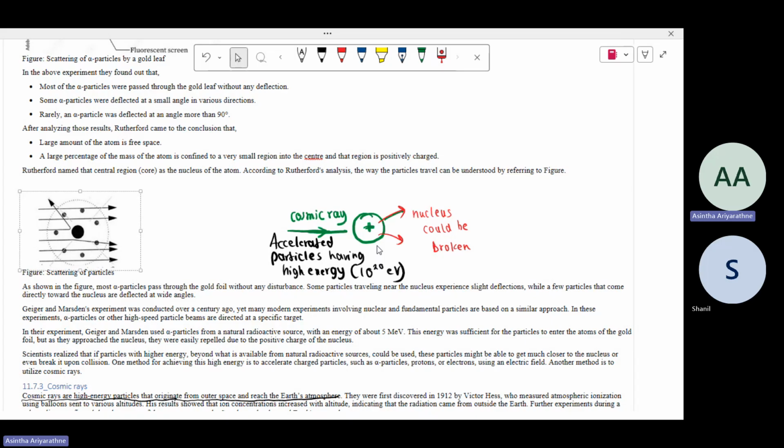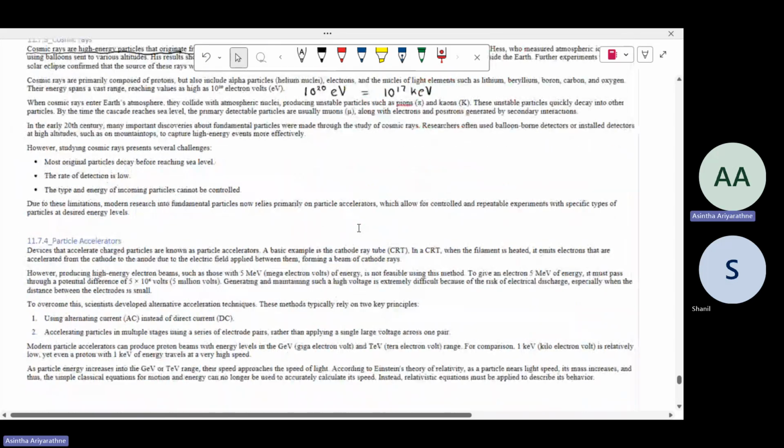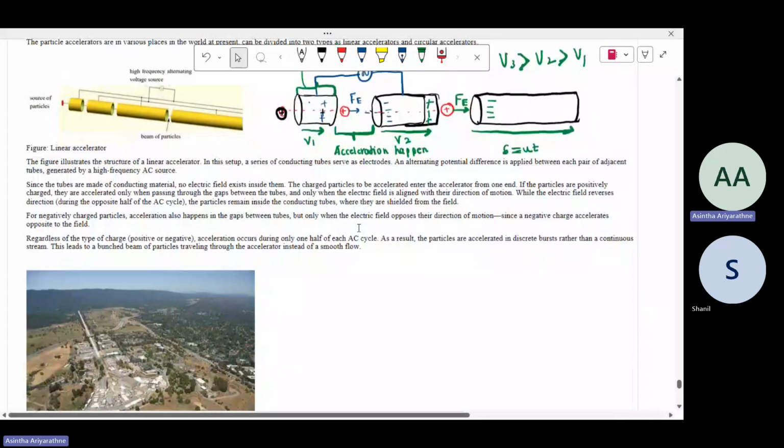So basically, these accelerators are used to produce highly accelerated particles in order to break the nucleus of some atom and observe the fundamental particles emitted from that nucleus. That is the purpose of the linear or circular accelerator.